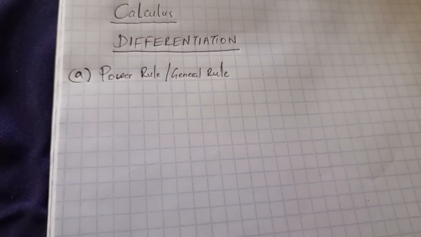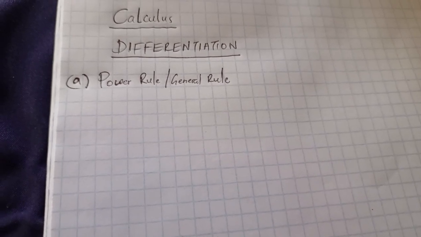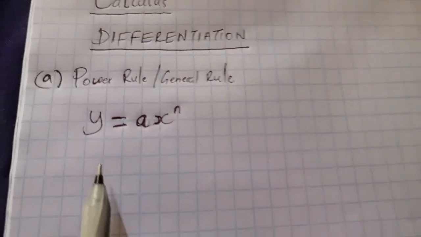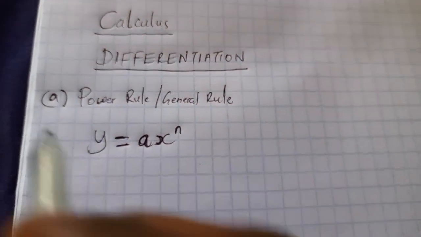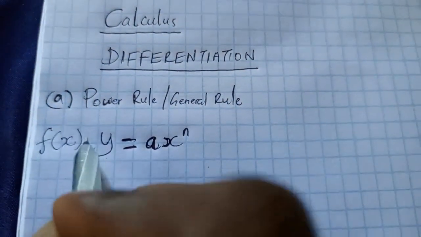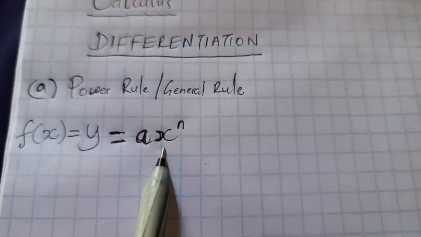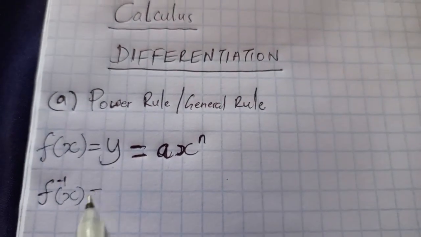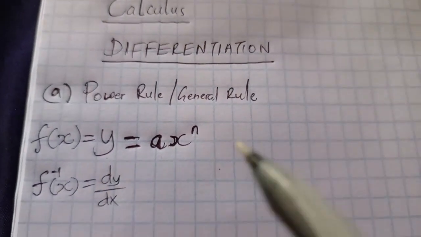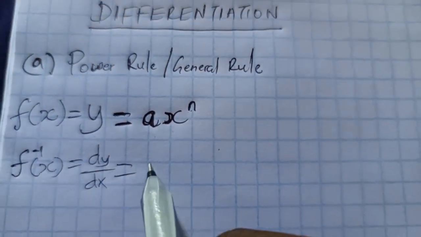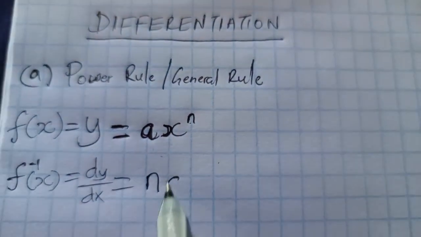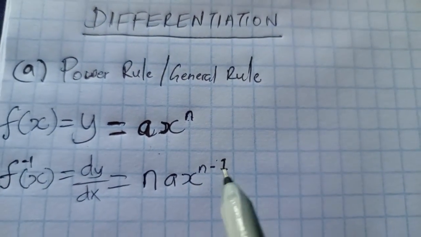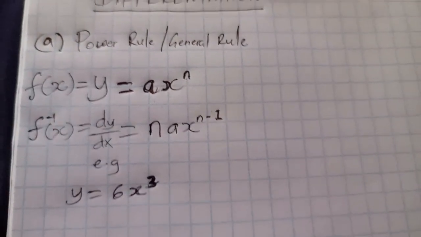But before we get there, let us know the general formula of differentiation. If you are given y or f of x equals a multiplied by x raised to n, then to find your f prime of x or your dy dx, that is your derivative, you will take this power here, which is n, and multiply it with the original value, that is ax. Then this power you subtract 1, n minus 1.